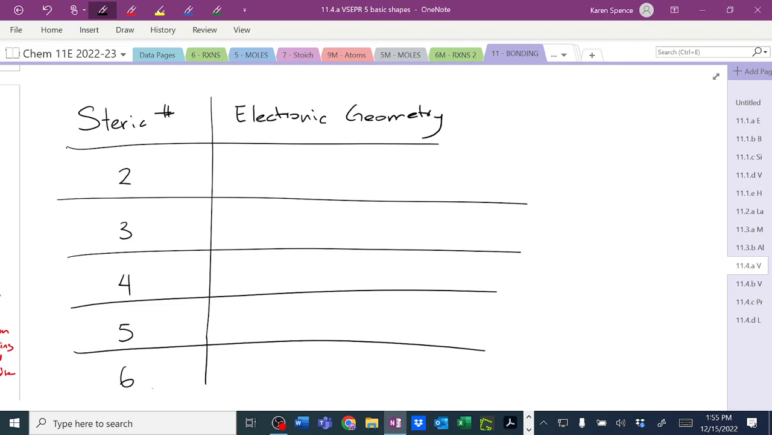Bent is a molecular shape, not an electron domain shape. Two is only ever linear. It's never bent. Bent, we have to factor in lone pairs, and that'll be our molecular geometry as opposed to our electron geometry. Okay, and we're going to get to that today. All right, what's 2? Linear.